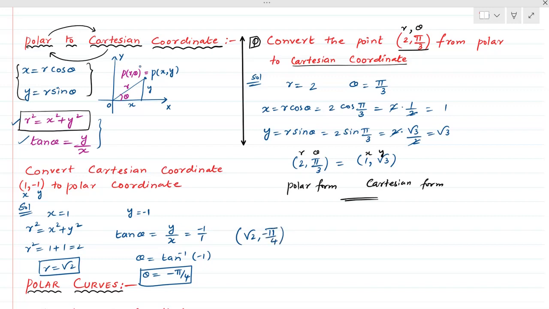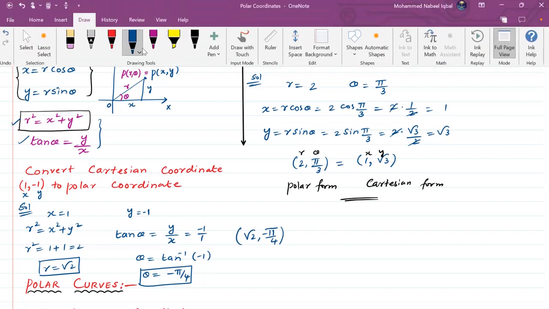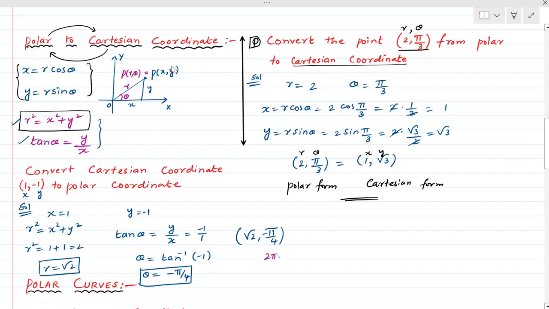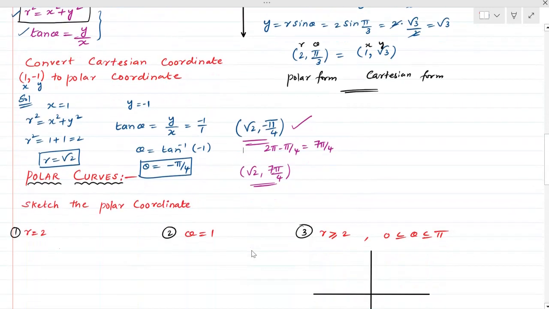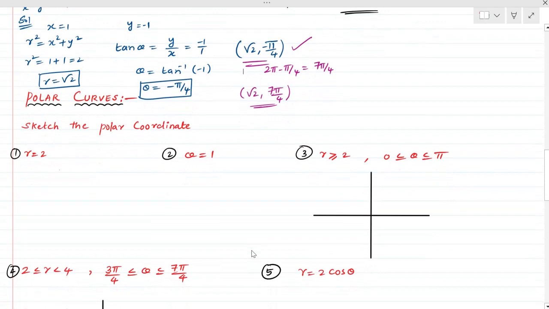If you want to convert this to a positive angle, just go with the rule of the coterminal angle. Subtract from 2 pi, and you will get the same representation with the angle 8 pi minus pi over 4, which is 7 pi over 4, which is positive. So either you can write root 2 comma minus pi over 4 or root 2 comma 7 pi over 4. Both are right, since theta is negative in one and positive in the other, and both represent the same point.